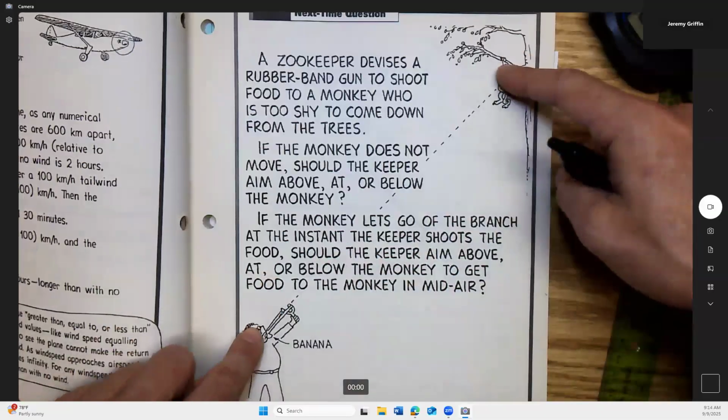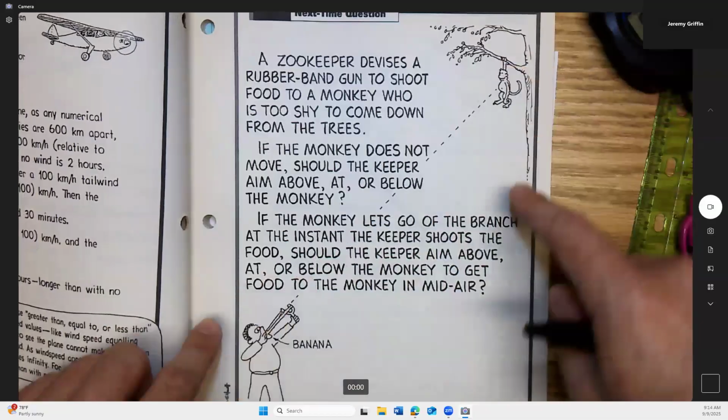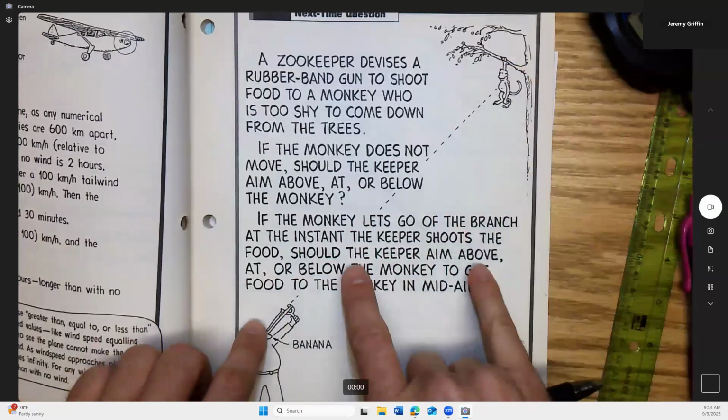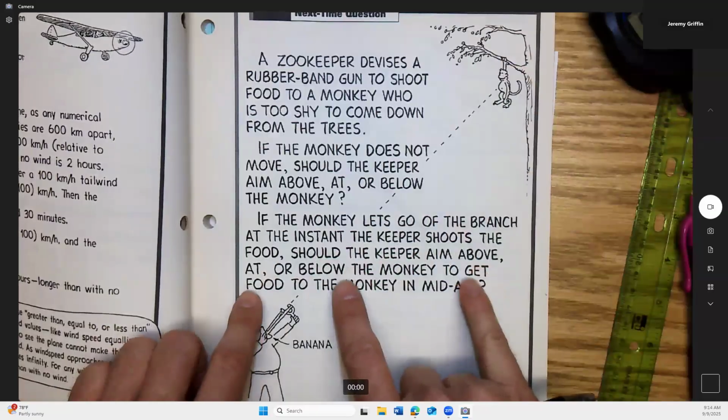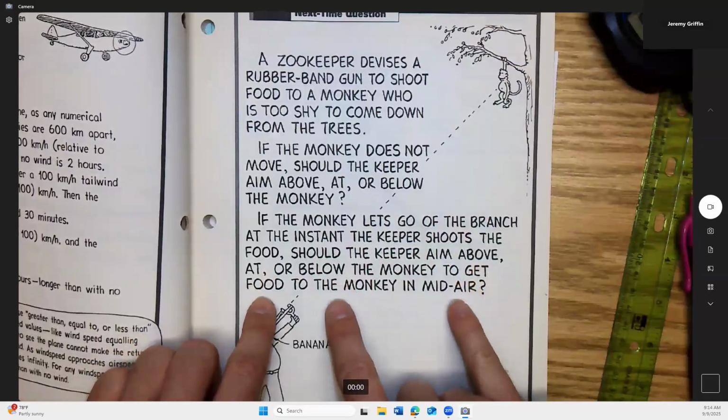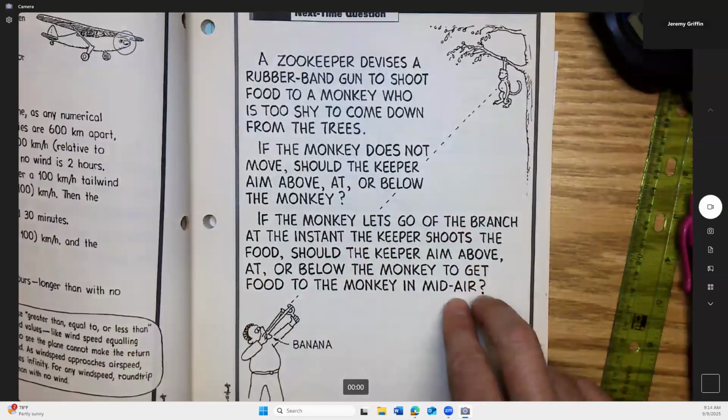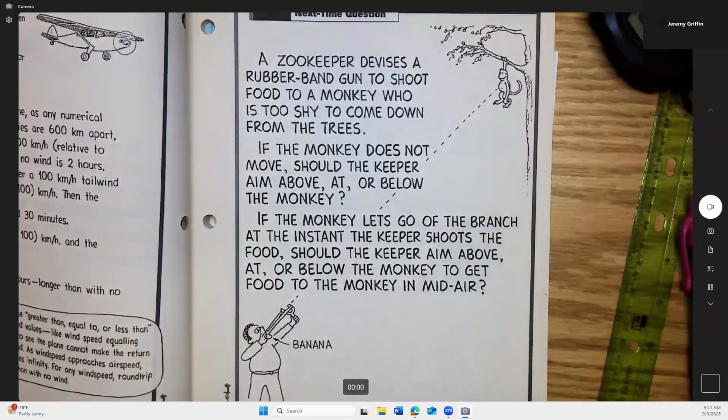So they both release at the same time. Right. Then should the keeper aim above, at, or below the monkey to get the banana to the monkey in midair? Part of the condition is that the monkey's supposed to catch the banana before he hits the ground. Okay, before he hits the ground. Right. Give you guys a little time to think about that one.